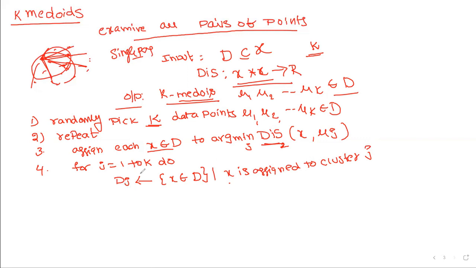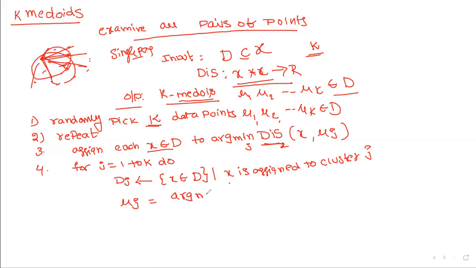Now what we are doing in the k-means algorithm, whenever we are adding an instance to the cluster, we have to recompute the mean value. Then here what you do, you have to recompute the medoid value. So mu j is equal to, how do you calculate the medoid value?